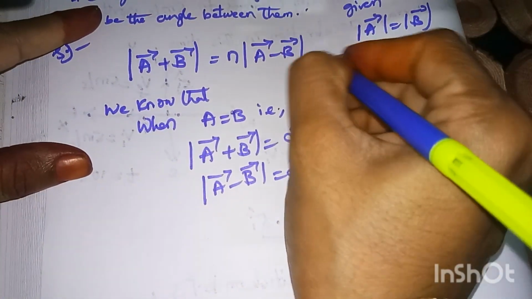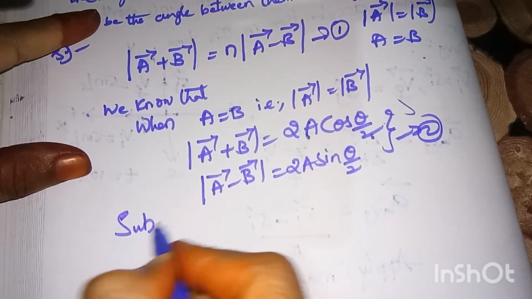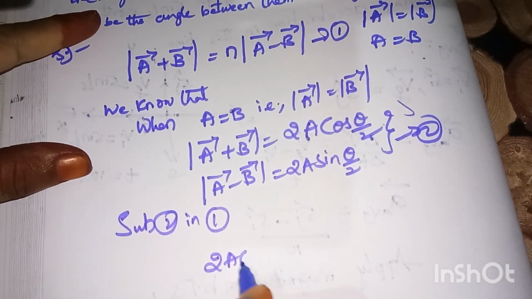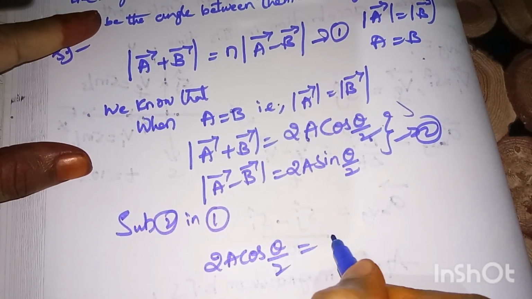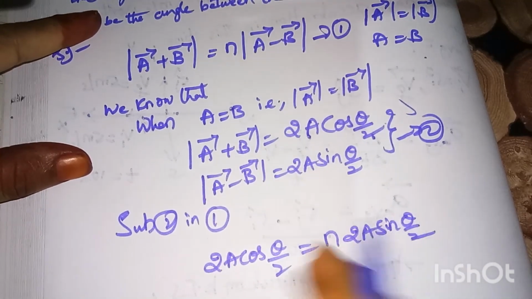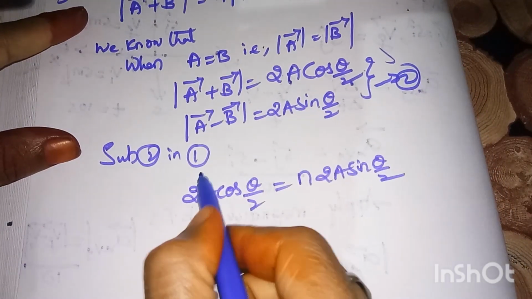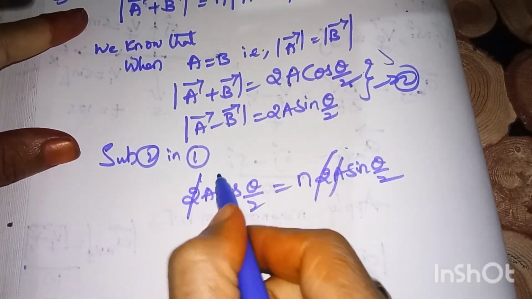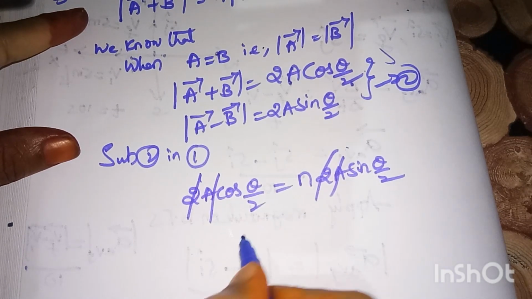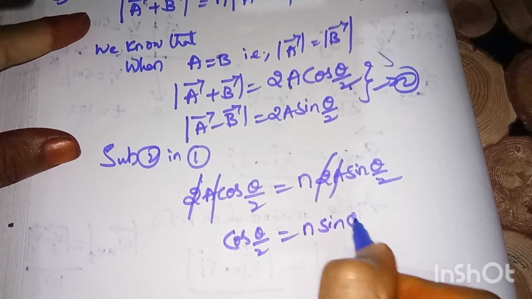Substitute this value in equation 1. Substitute 2 in 1. So what you will get here? 2A cos theta by 2 equals n into 2A sin theta by 2. So by equating this, we are going to find the angle between them. So 2 will be cancelled, A will be cancelled. So what we will get here? Cos theta by 2 is equal to n sin theta by 2.